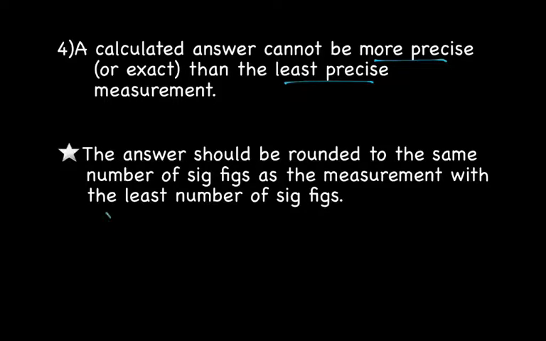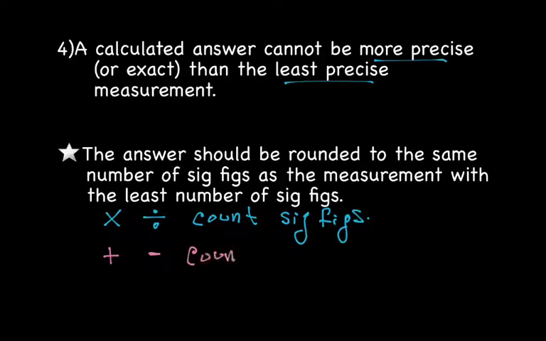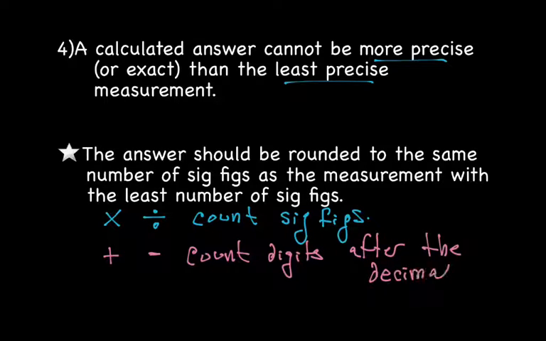Remember that if we're talking about multiplying and dividing, we actually count sig figs. And the one with the least number of sig figs in our problem is going to be the number of sig figs in our answer. Now, if we are adding or subtracting, we don't actually use sig figs. We count digits after the decimal. Okay, so there's a quick review on sig figs before we actually get to our stoichiometry.